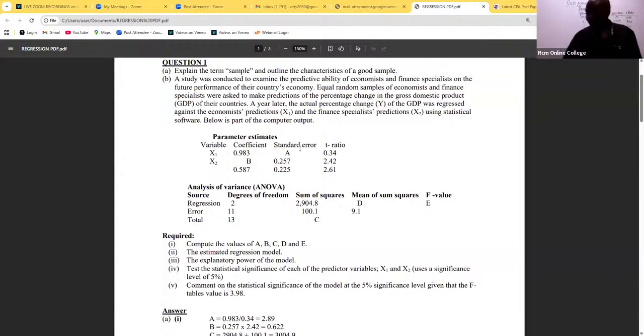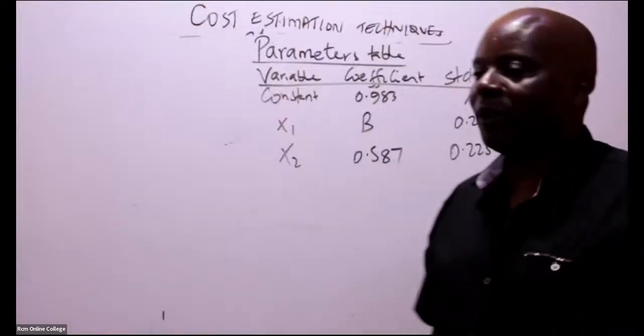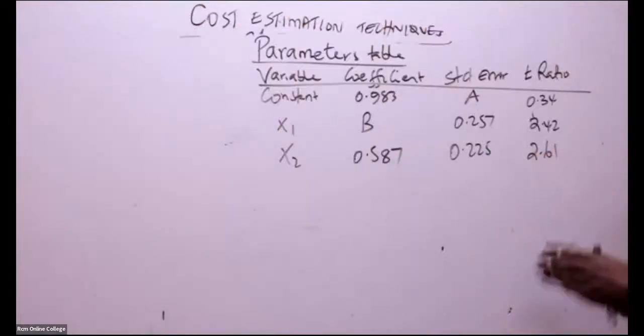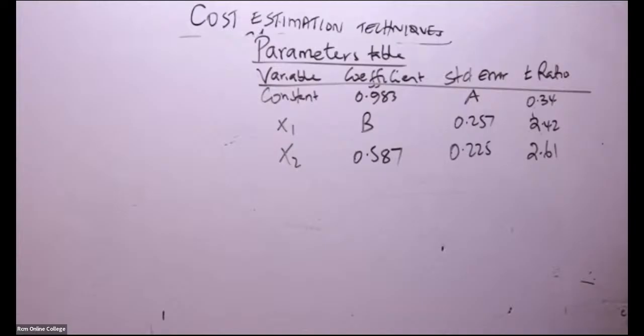What we skipped here, under the variable, we have a constant immediately beneath there. So just copy this table the way I've drawn it here. So we have the parameter estimates, or the parameters table, the numbers table. We have the variable where we have constant, x1, x2, coefficient 0.983, B 0.587, standard error 0.257, 0.225. T ratios are also given there.